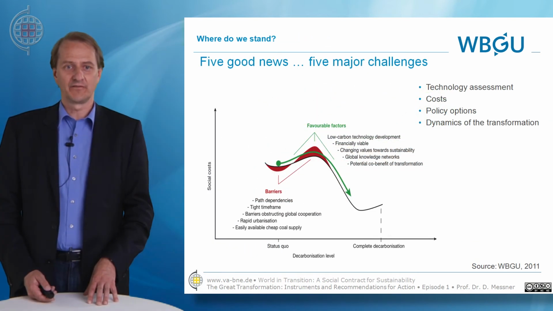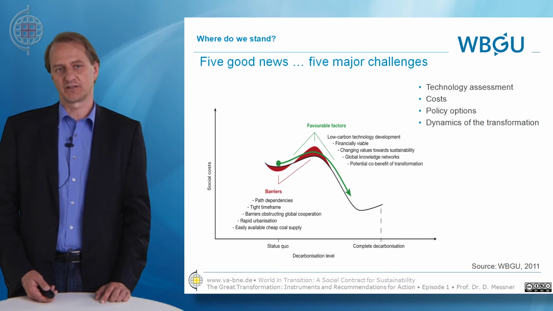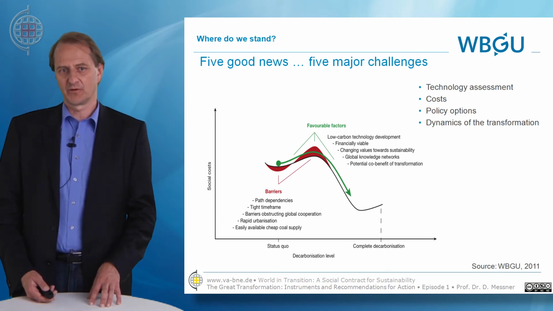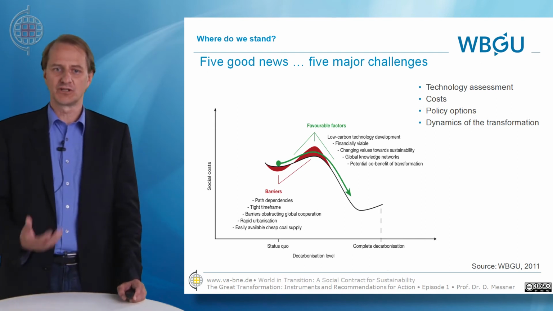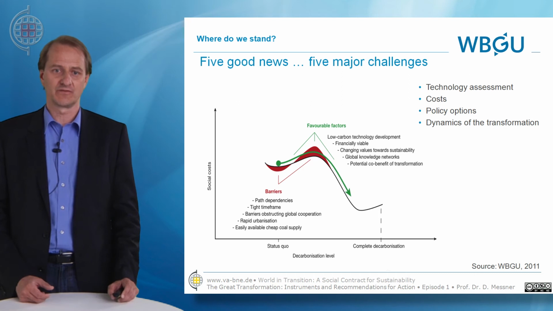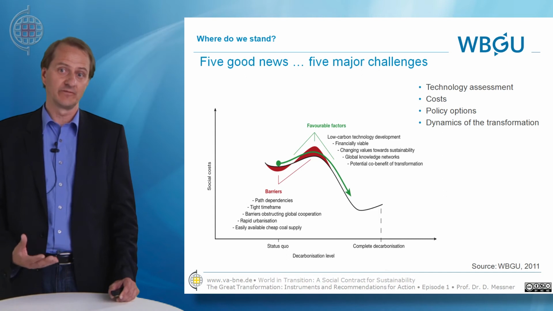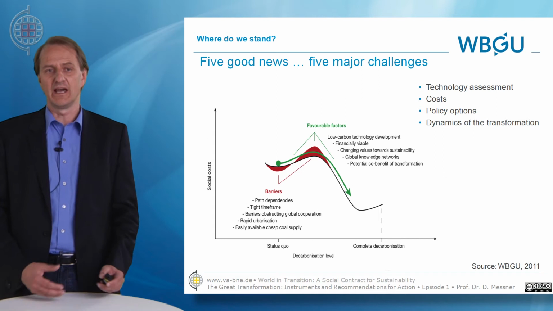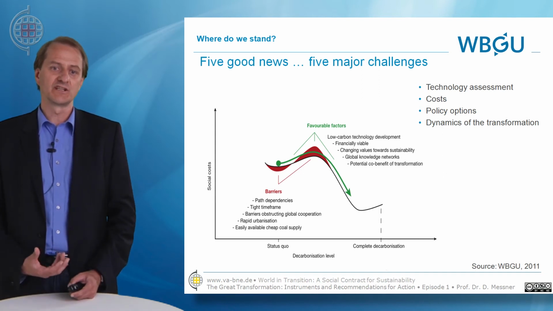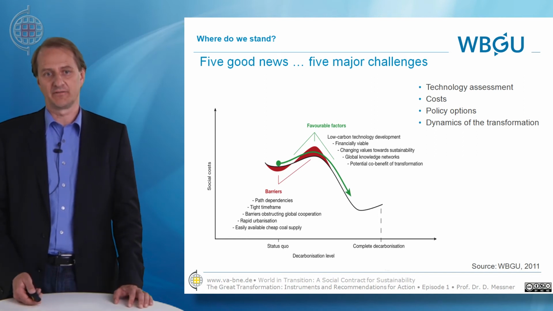On this slide we have the 5 good news and the 5 major challenges when it comes to the global low-carbon transformation. We already saw this slide in another lecture. And I'm discussing it here again because what is important to understand is that when it comes to instruments, initiatives and programs to make the low-carbon transformation possible, we need instruments and programs to foster the already favorable factors on the one hand. You can see those here on the right-hand side of the diagram. And we need policies to make the barriers towards a low-carbon transformation manageable. This is what you can see on the left-hand side of the slide.